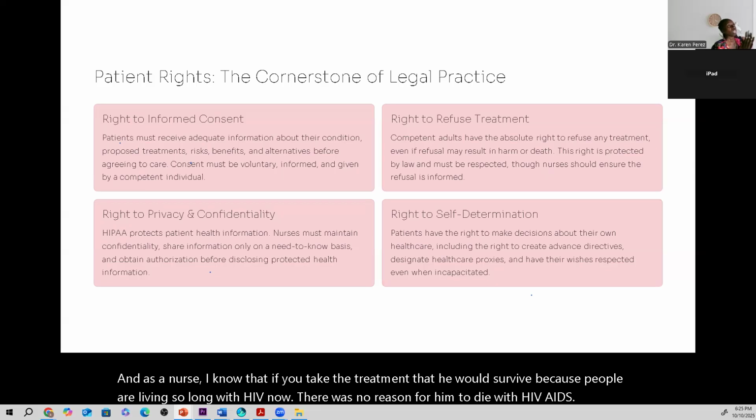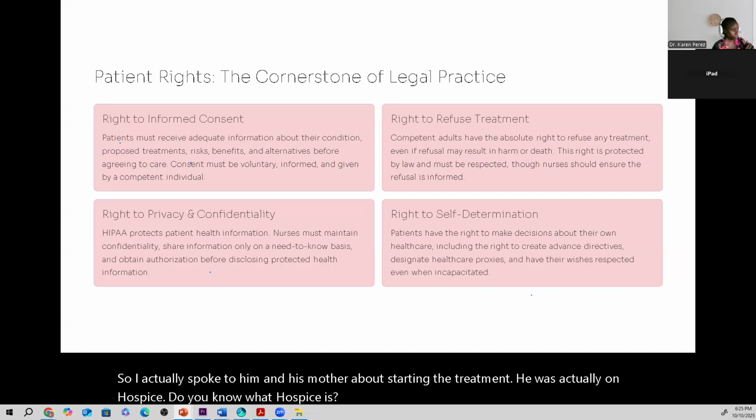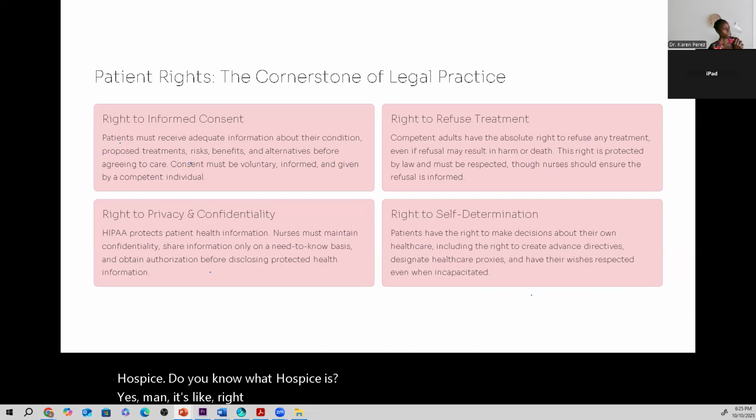So I actually spoke to him and his mother about starting the treatment. He was actually on hospice. Do you know what hospice is? Yes, it's like right before they're about to die. Yeah, they have 6 months or less to live.